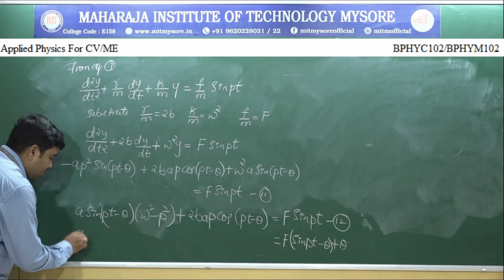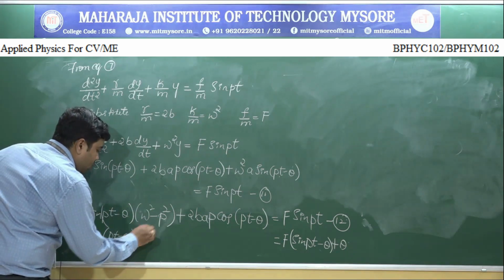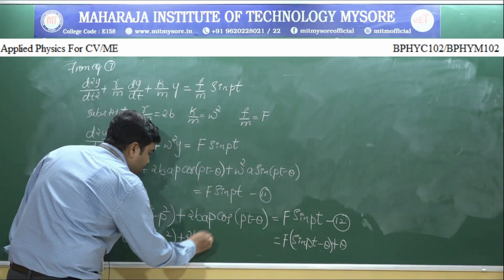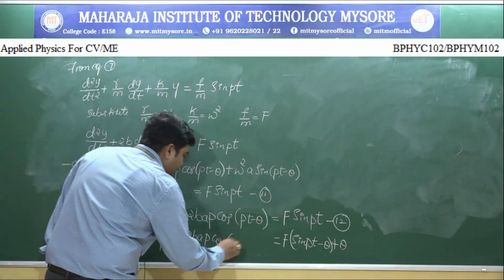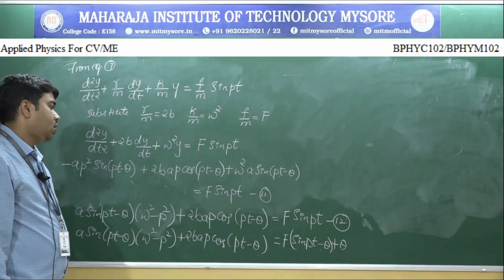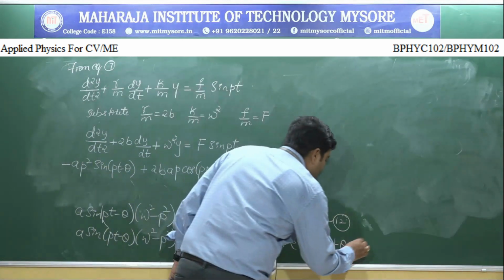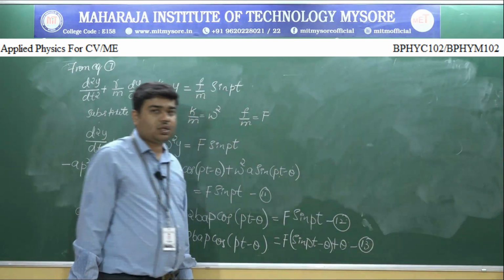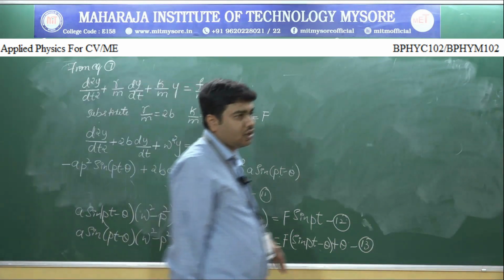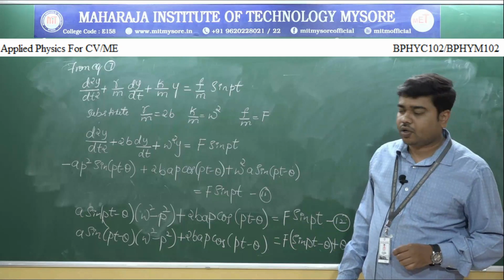So we'll just write this: A sin(Pt − θ)(ω² − p²) + 2bAP cos(Pt − θ), and then we added and subtracted θ to the right hand side of the equation. We'll call this equation 13. Now using equation 13, we have to simplify it further, so that we will be able to get the amplitude as well as the phase of the forced oscillation.